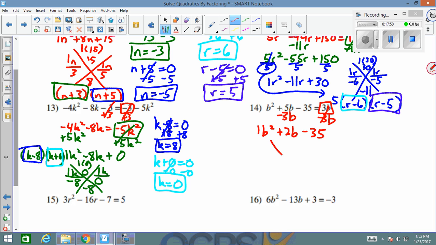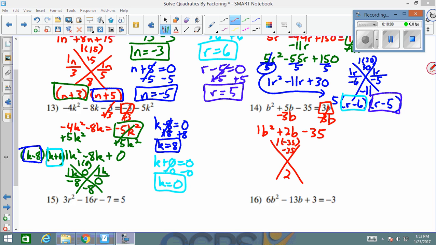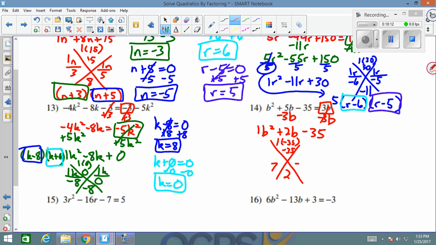That one in front. Do the x method, so it's 1 times negative 35, which is negative 35. Okay, put 2 in the bottom, so it's going to be 7 and negative 5. Put that 1b on top, that 1b on top. So we're going to have b plus 7 times b minus 5.